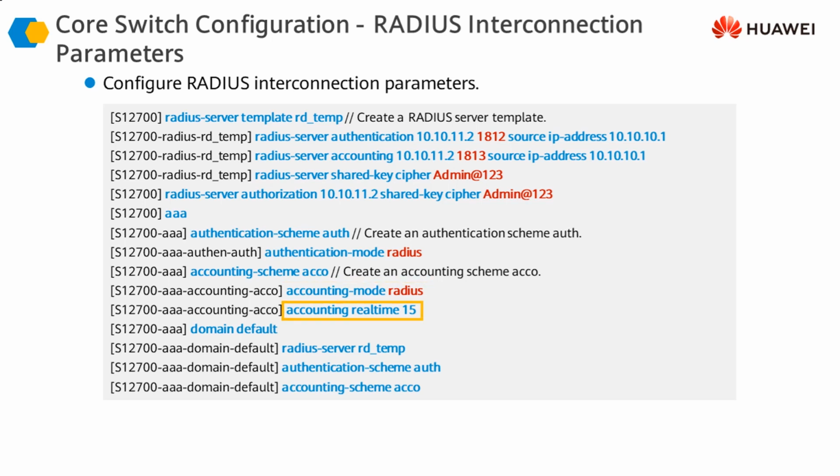Then we give the accounting timeout, which is going to be 15 minutes, the domain default, the accounting interval, which is 15 minutes, and we give the domain default, and within the domain default we link all the configurations which we have done so far. Radius server RDTemp, which we defined here, the authentication scheme, which was auth, and the accounting scheme, which was ACCO, or short for accounting. And we link all these together, and now our core switch is ready for doing AAA communication with our Agile controller for authentication, authorization, and accounting.